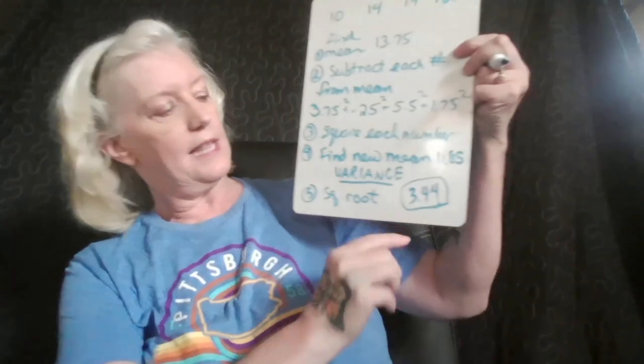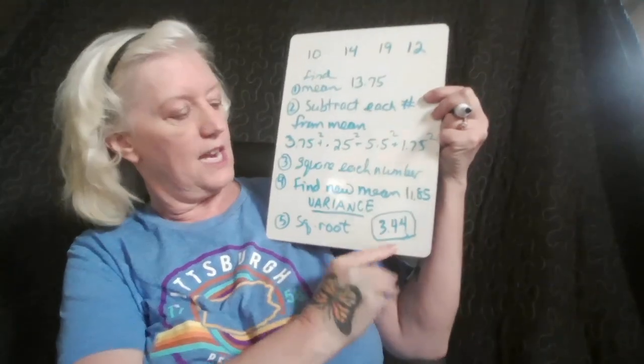But the last step is to take the square root. And that will be the standard deviation. So the square root of the variance is the standard deviation. Answer: square root of my 11.85 is approximately 3.44. You can leave it at 3.4 or 3.44. That is my standard deviation.